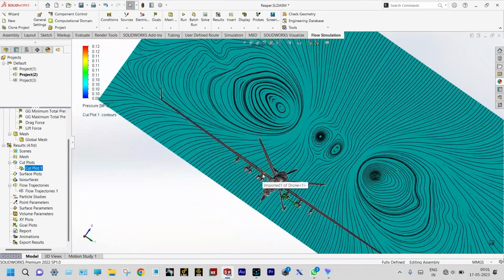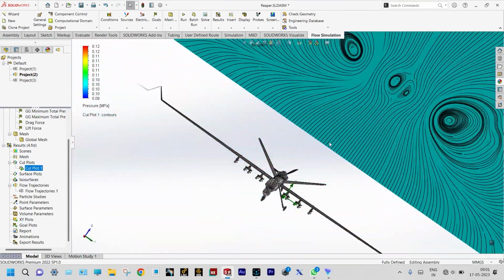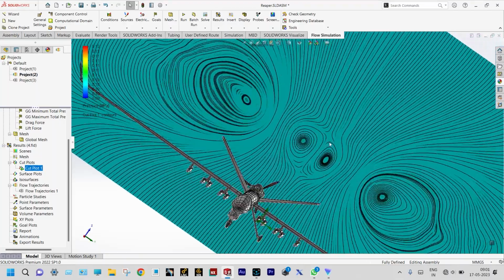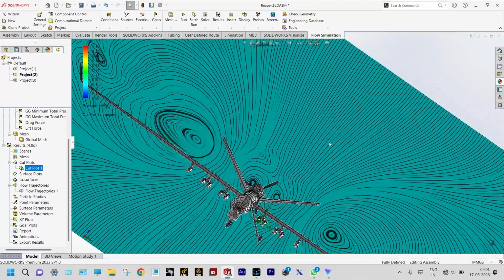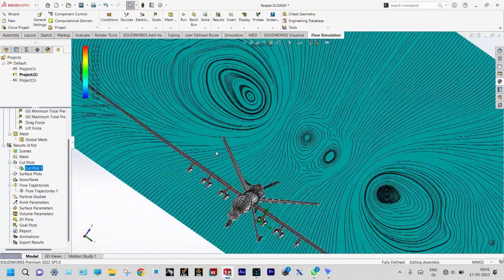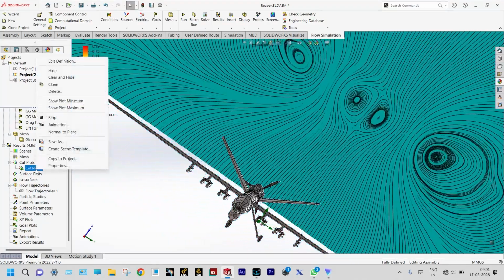So we cannot see that much of variation in pressure, but it is clearly evident that some vortex motion is created at different locations. Let us clear and hide this one.